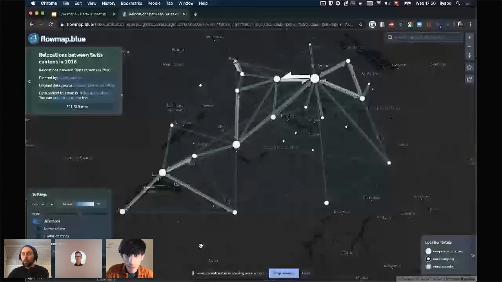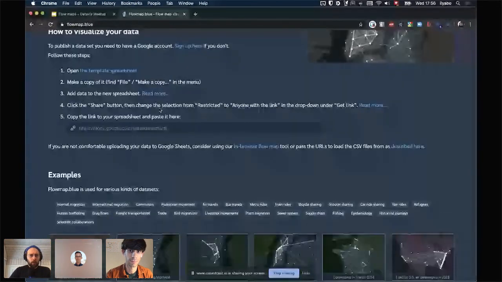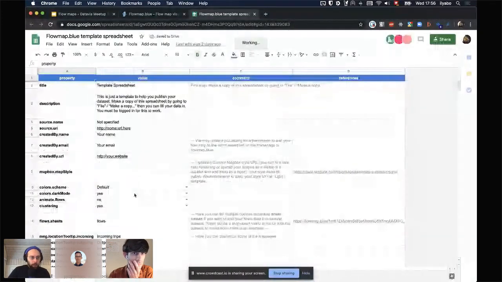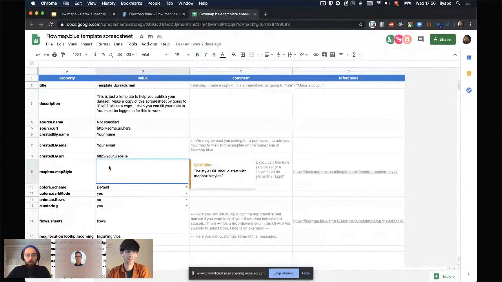Another question. Can I use a custom base map with flowmap.blue? Yes. There is an option. If you open the template spreadsheet, there is a property, where is it? Mapbox map style. So you can paste here a URL of a Mapbox style.